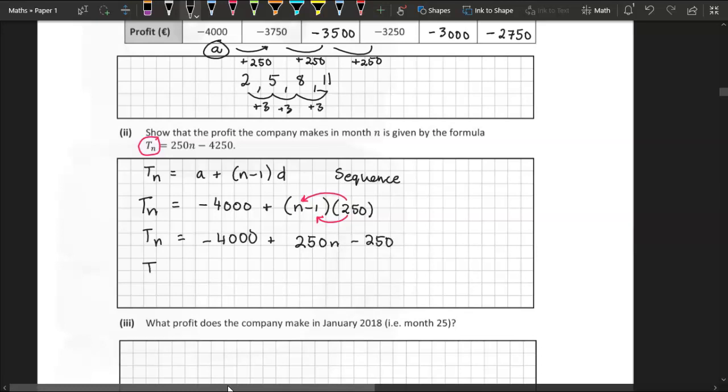Now you're just going to smarten this up a little bit by doing the numbers. Generally, you can put the 250n first if you want. So that's 250n. And then minus 4,000 and minus 250 gives you minus 4250. And that gives you the Tn that you're looking for up here.